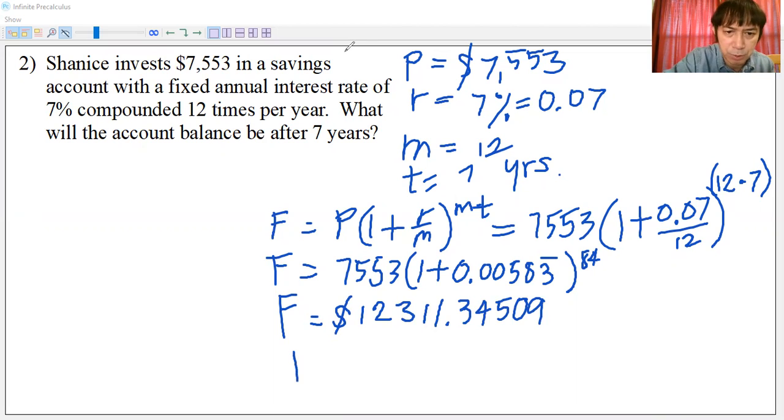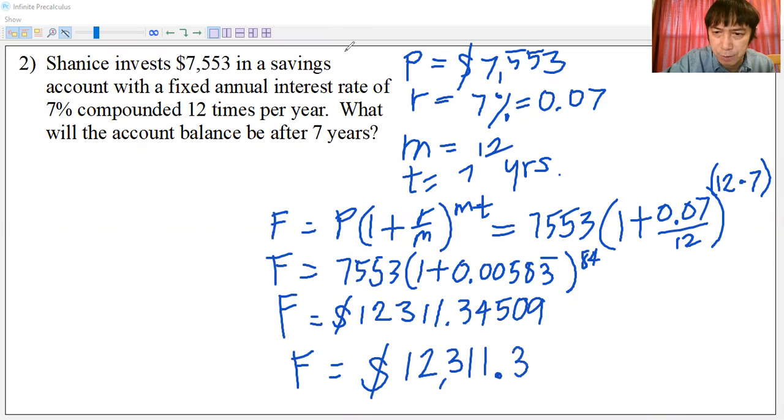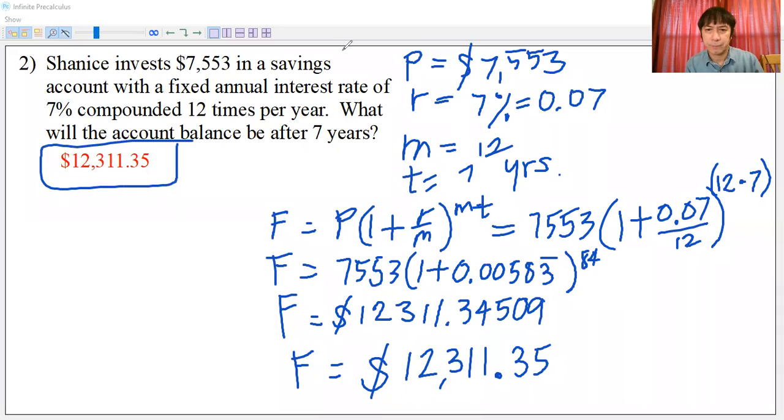All right, this will be 12,311.35. There. And we shall verify. All right, that's $12,311.35. So that will be over here. Okay, all right, that will be for our second number.